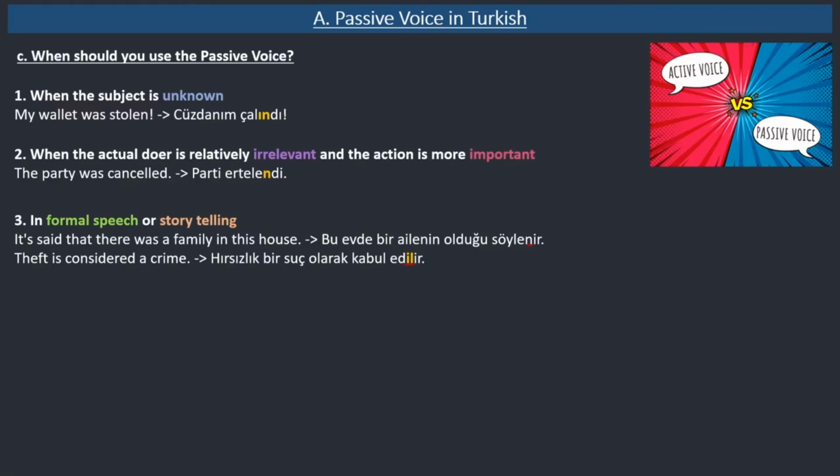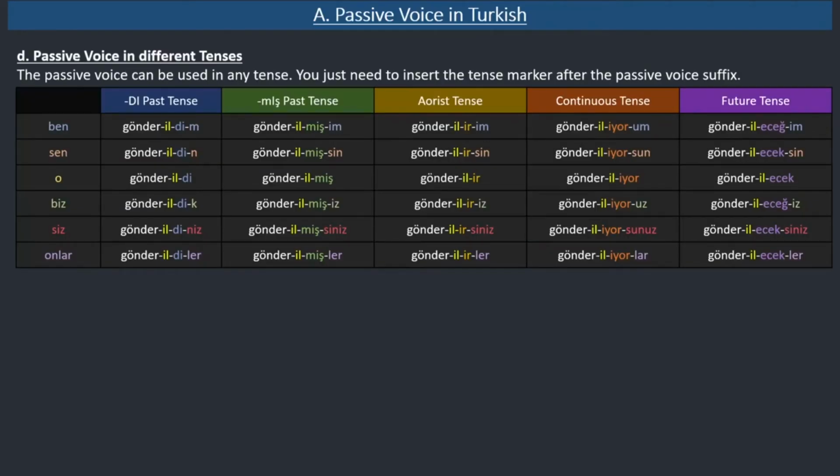So, yeah, that's the main idea. That's the main way. Based on these three contexts, you can use the passive voice. And now, quickly, let's remember the other tenses and see this conjugation table with other tenses, passive voice with other tenses.